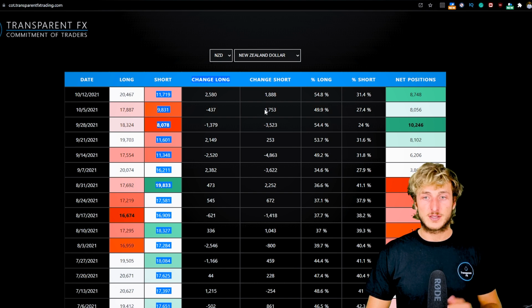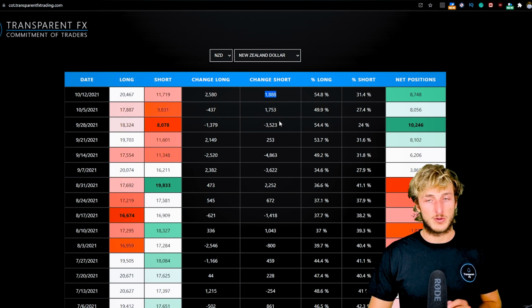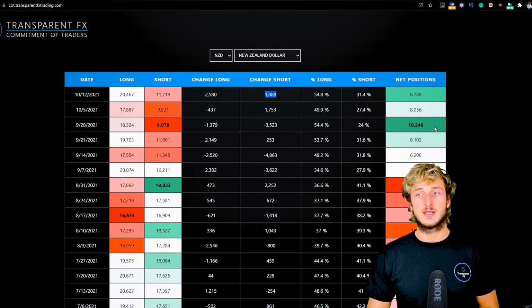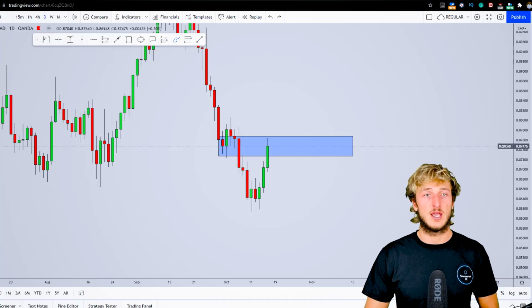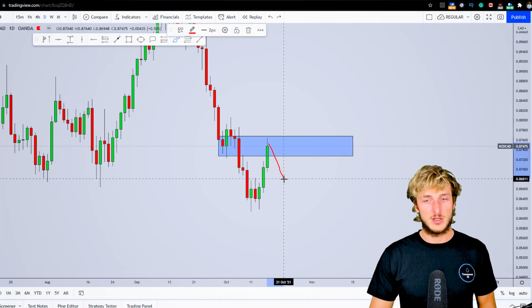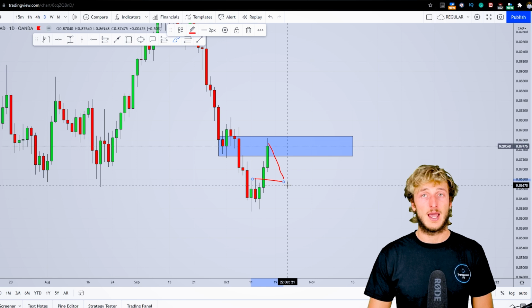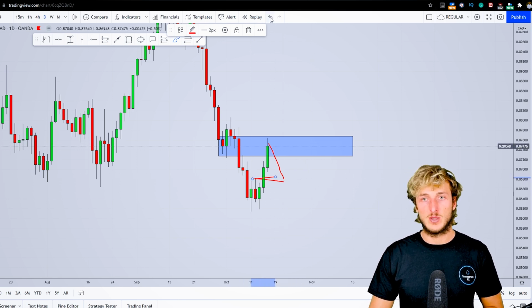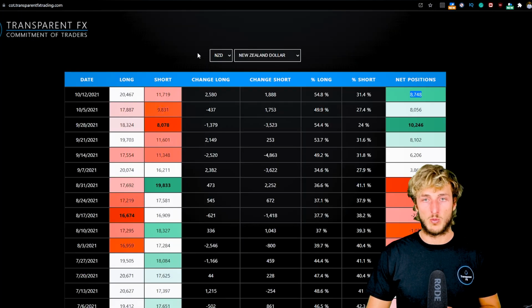However, we are seeing already with 2 reports in a row that thousands of shorts are getting added, which means that in the short term, net positions are actually getting decreased, which means that there is definitely the possibility to see some short term, at least, weakness of the NZD in order for the market to create the move to the downside and complete the W formation.